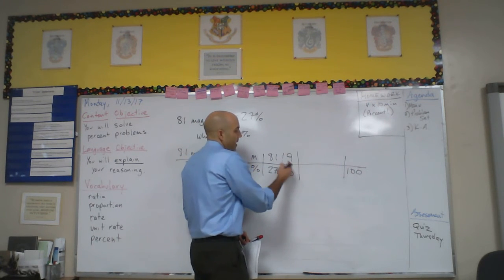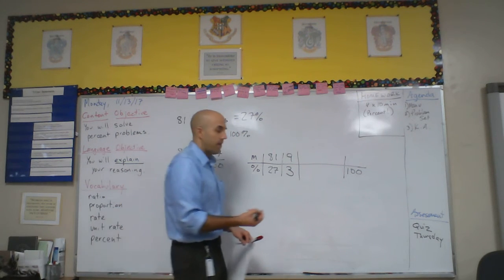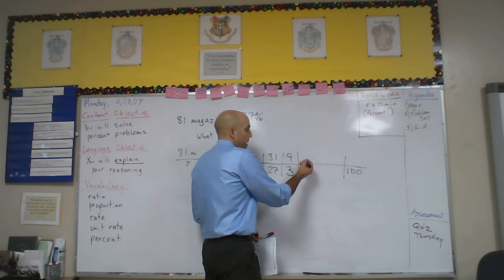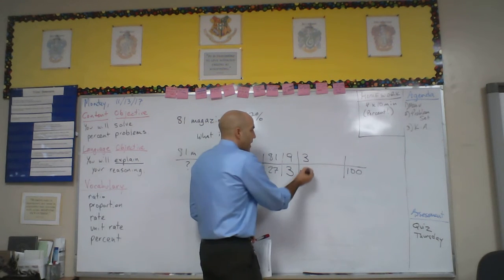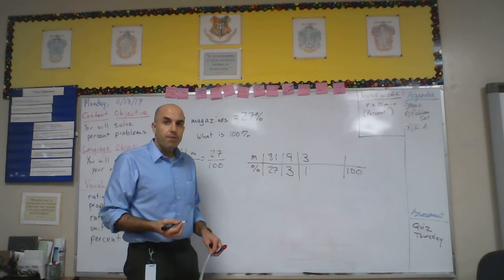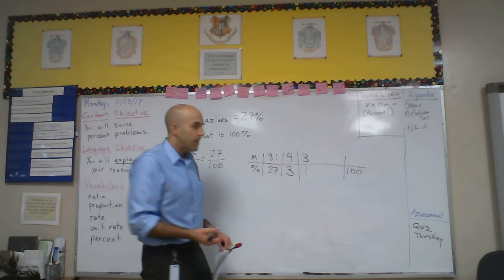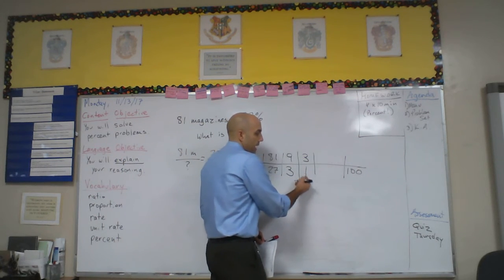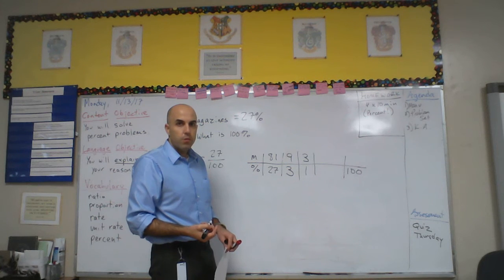But I know something else about 9 and 3. They have another common factor, and that's 3. 9 divided by 3 is 3, and obviously 3 divided by 3 is 1, which means that 1% of the goal is 3 magazines. Everybody hopefully can now make the jump from 1% to 100%.